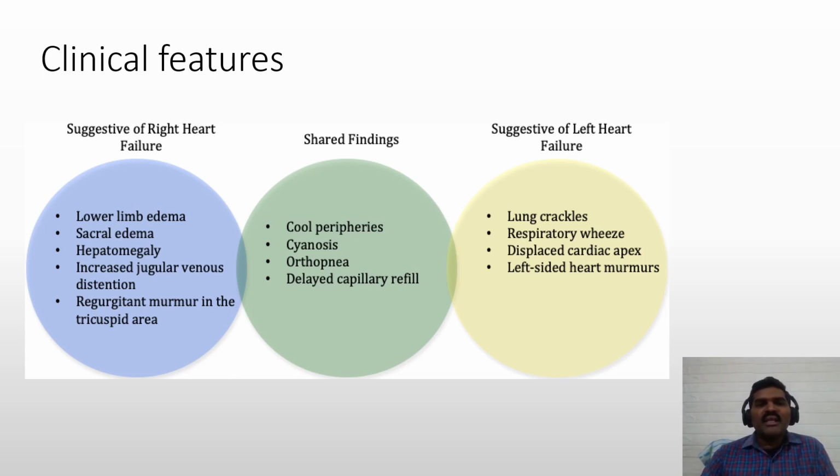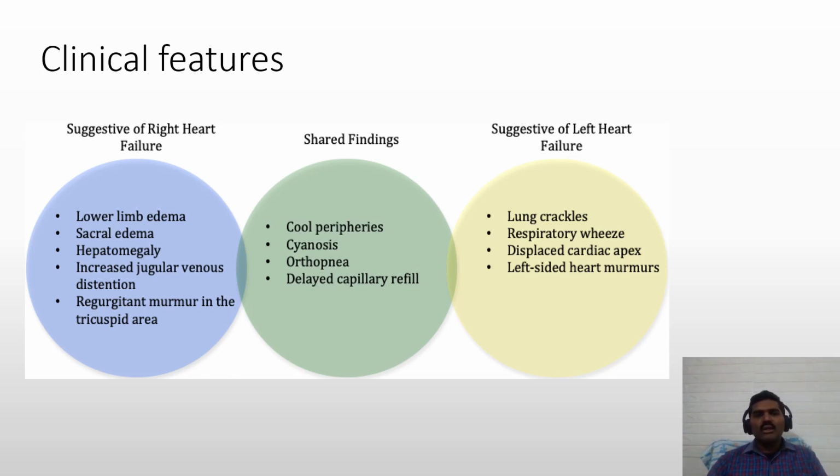Those suggesting left heart failure include signs of pulmonary edema like lung crackles, respiratory wheeze, displaced cardiac apex, and left-sided heart murmurs, which indicate an acute valvular decompensation. Shared features, as I told, are due to hypoperfusion, usually cool periphery, cyanosis, orthopnea, and delayed capillary refill.